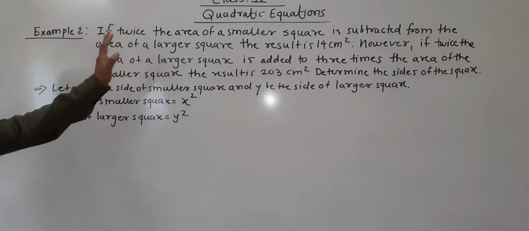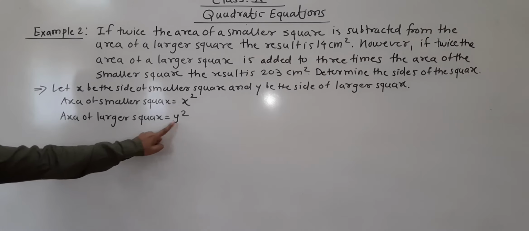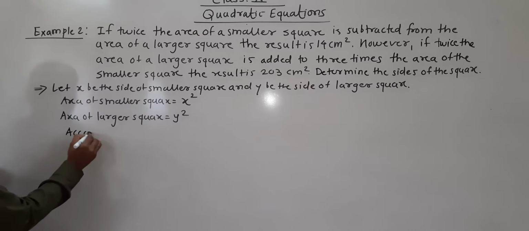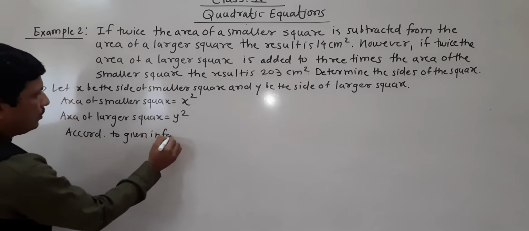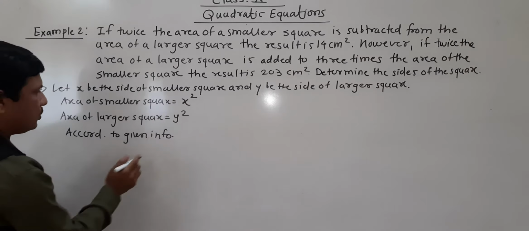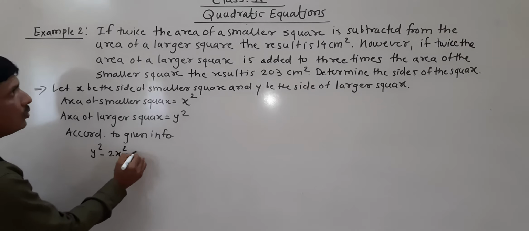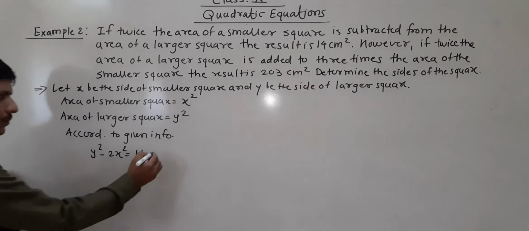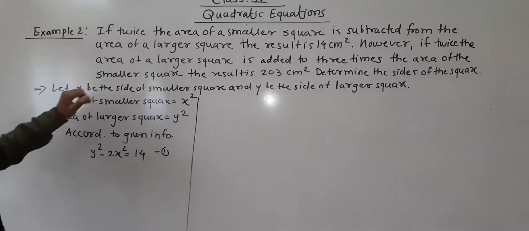Now see, if twice the area of the smaller square is subtracted from the area of the larger square, okay, so according to the given information, twice the area of the smaller square is subtracted from the larger square. So your equation will be y square minus 2x square is equal to 14 centimeters. So this is your first equation, okay, as per the given information. Now see what will come next.